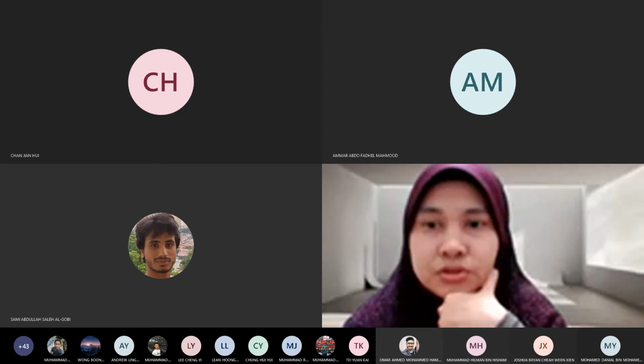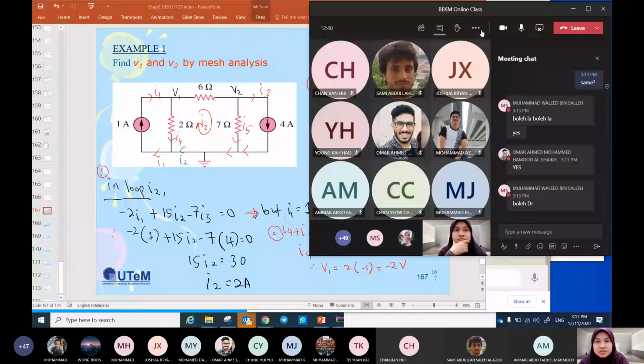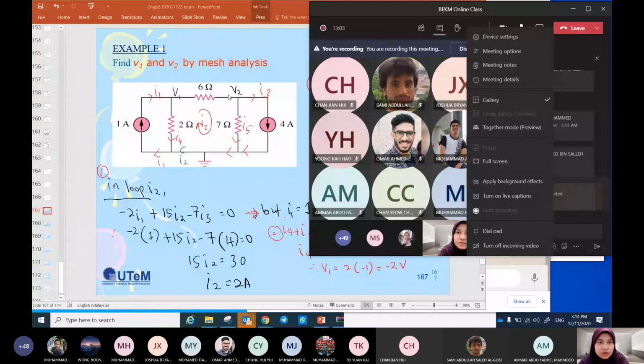Okay, now we use mesh analysis. So we just need to write the KVL equation in loop 2.